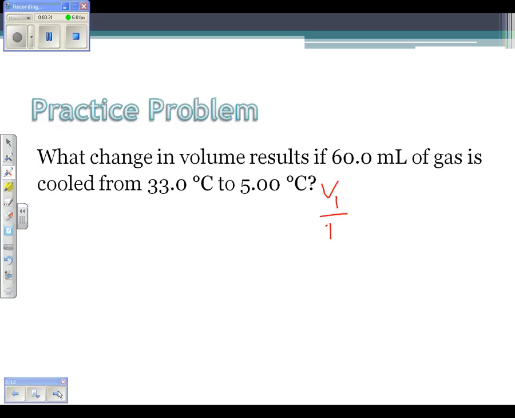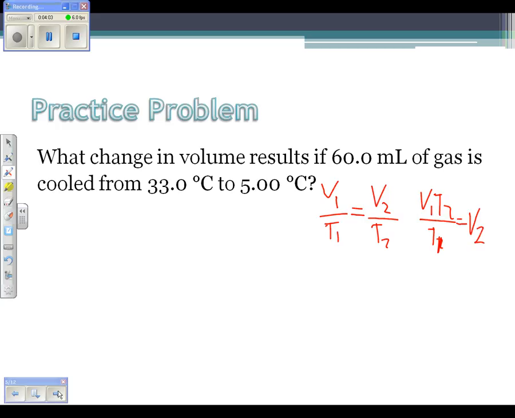What change in volume results if 60 milliliters of gas is cooled from 33 degrees Celsius to 5 degrees Celsius? To solve this problem, we again need to know what variable we are trying to solve for. We know that the starting temperature is 33 degrees Celsius, but we need to convert this to degrees Kelvin. To do that, all you have to do is add 273 to the degrees Celsius, and you get degrees Kelvin.